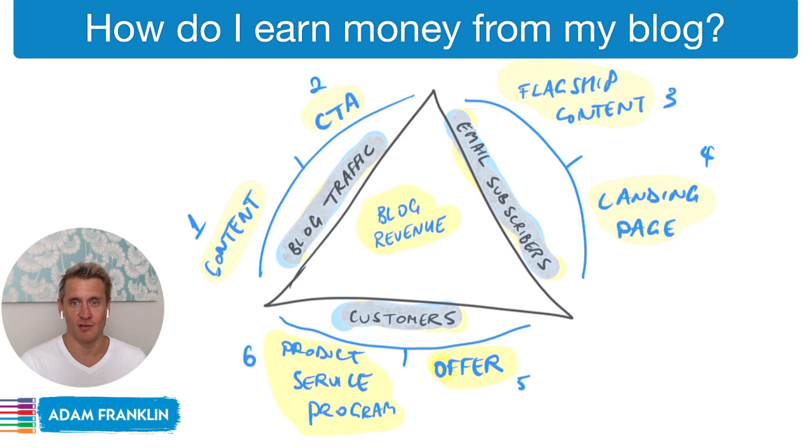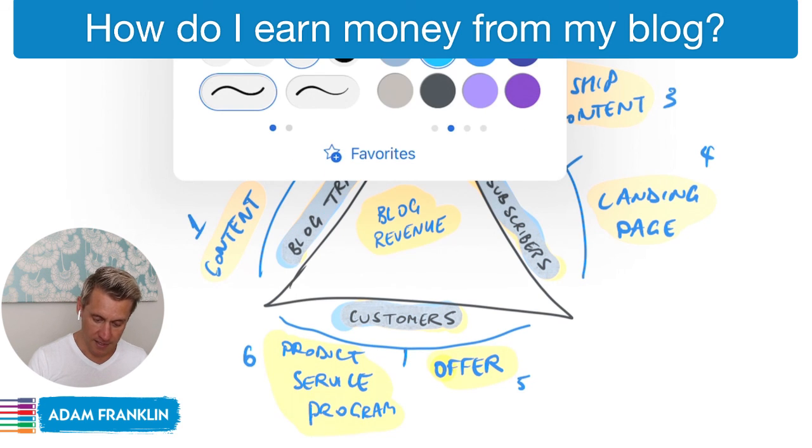Call to action, flagship content, landing page, then they're on your email list. Then you need to make an offer. Then you need to have the actual product, service, or program only once you have someone who is willing to actually pay you money for that. Then you can deliver it. All right, folks, so there is a 6-step process for making money from your blog.